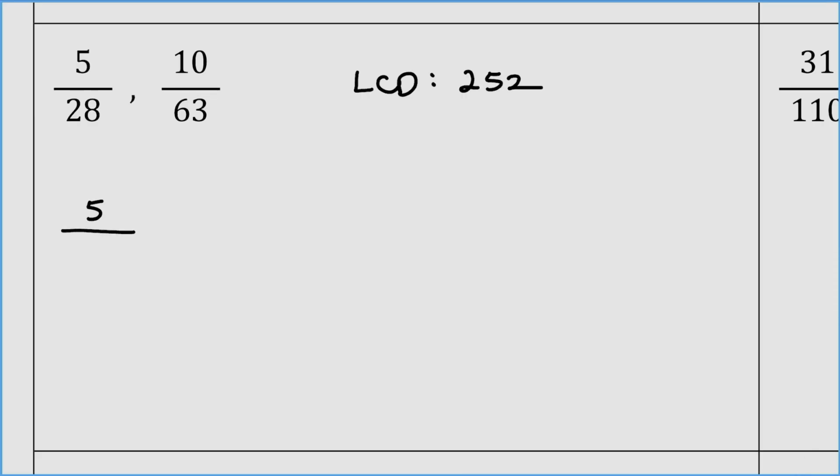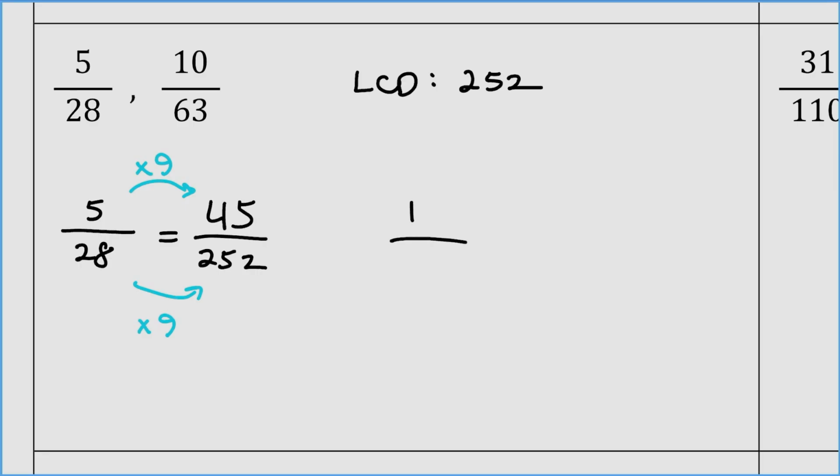So we need to change 5 out of 28 so that it's out of 252. Okay. All right. Yeah, you know what? Calculator is totally understandable for this part. 252 divided by 28 is 9, right? This is times 9. So we do the top as well. 5 times 9 is 45.